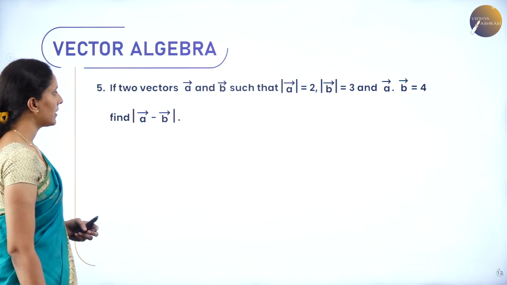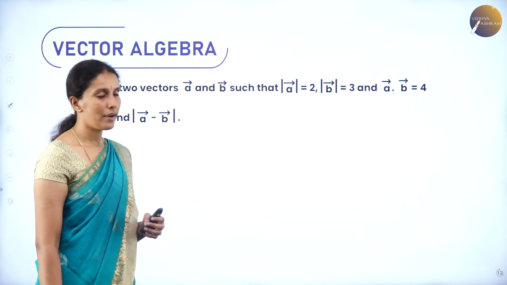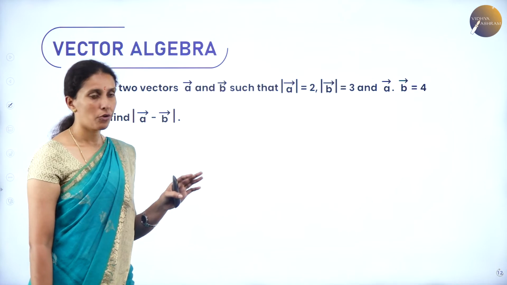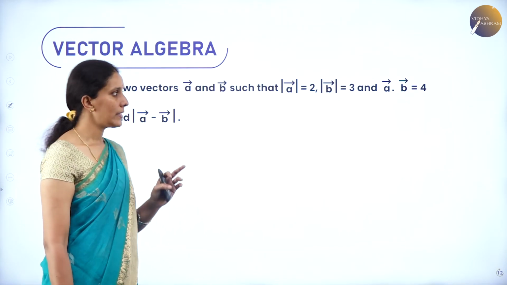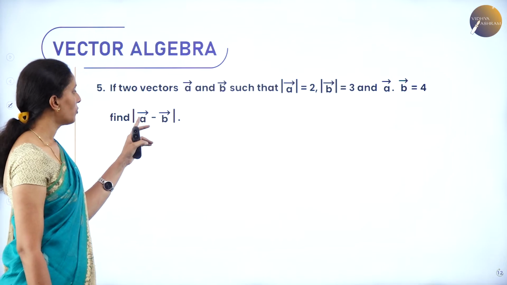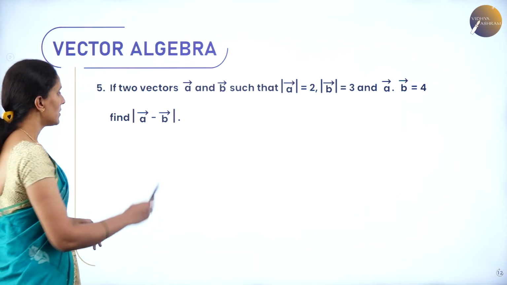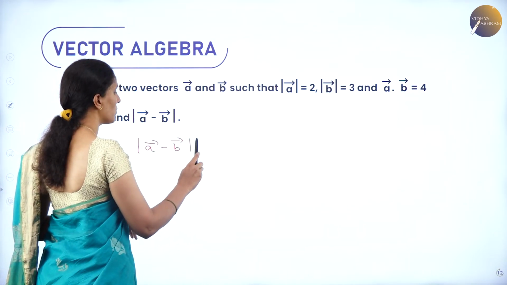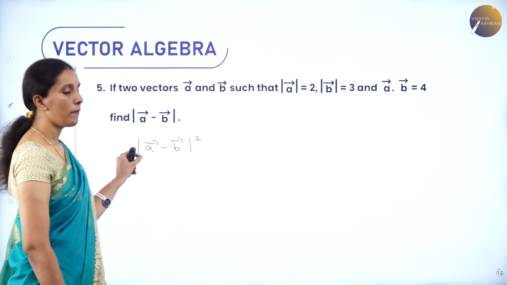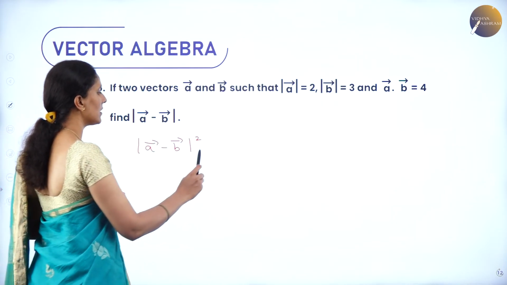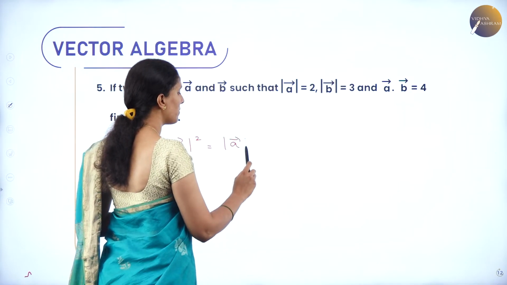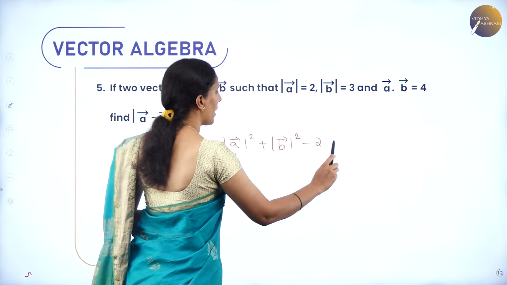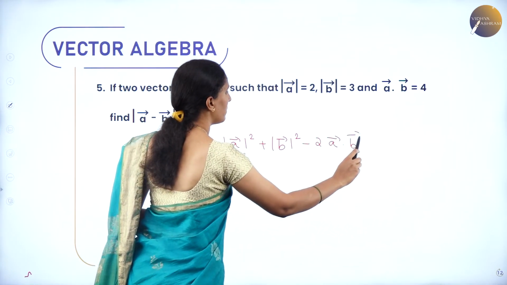Next, if two vectors, vector A and vector B, are such that the magnitude of vector A is 2 and the magnitude of vector B is 3 and A dot B is equal to 4, find the magnitude of vector A minus vector B. So let me take the magnitude of vector A minus vector B whole square. Using the formula of A minus B whole square, this is equal to magnitude of A square plus magnitude of B square minus 2 into vector A dot vector B.